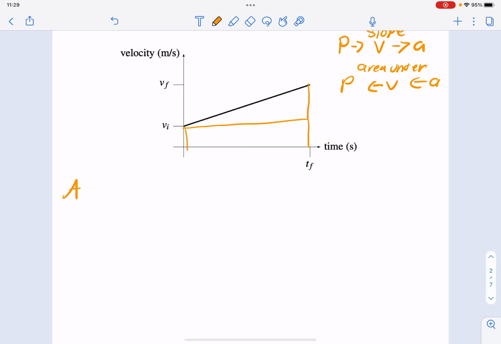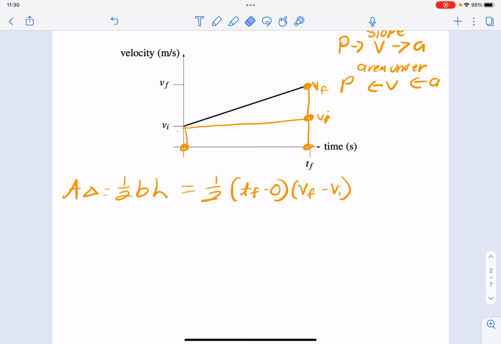Let's go ahead. The area of our triangle is half base times height. So we're going to keep our half. Our base is from 0 to t final, so t final minus 0. And then from initial to final of velocity would be our height, from here to here. This is v final. This is v initial. So then we're going to do v final minus v initial for our height.